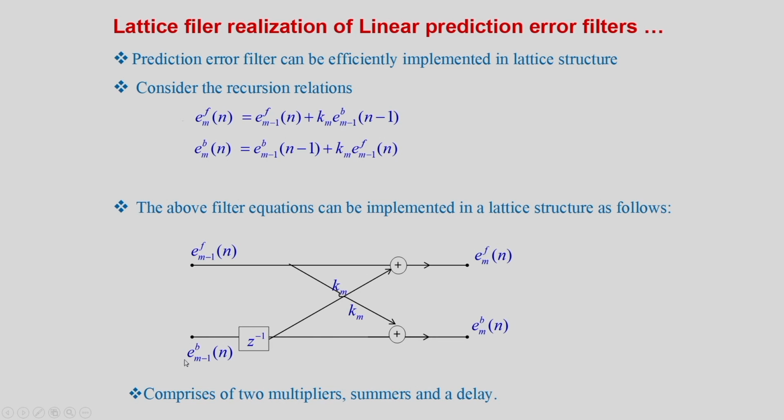Em Bn is equal to this delayed backward prediction error plus the forward prediction error multiplied by Km. So that way Em Bn will be equal to this part, Em minus 1 Bn minus 1, because it is delayed here, plus Em minus 1 Fn multiplied by Km, and that will give us Em Bn. This is a simple implementation because the same multiplier is used here and there is a summer here and then this delay unit. Thus, we have seen that these recursive relations can be implemented by this filter section.